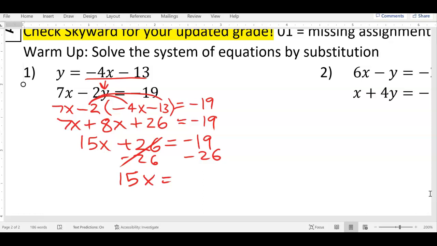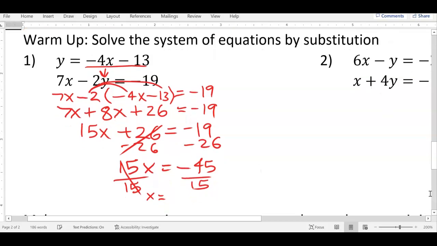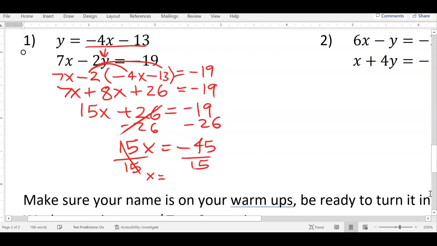Okay, so negative 45. And then what do I do with that 15 to get x by itself? If it's a coefficient, we're going to divide by 15. So negative 45 divided by 15 is negative 3. Okay. Now, we're done, right?